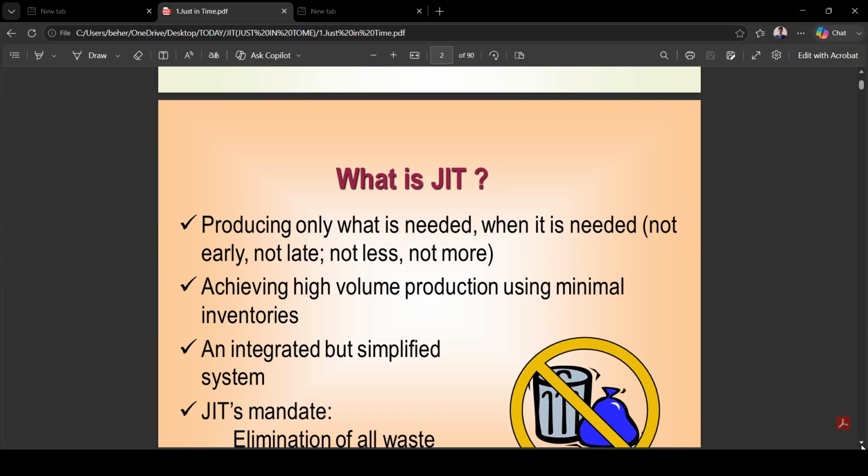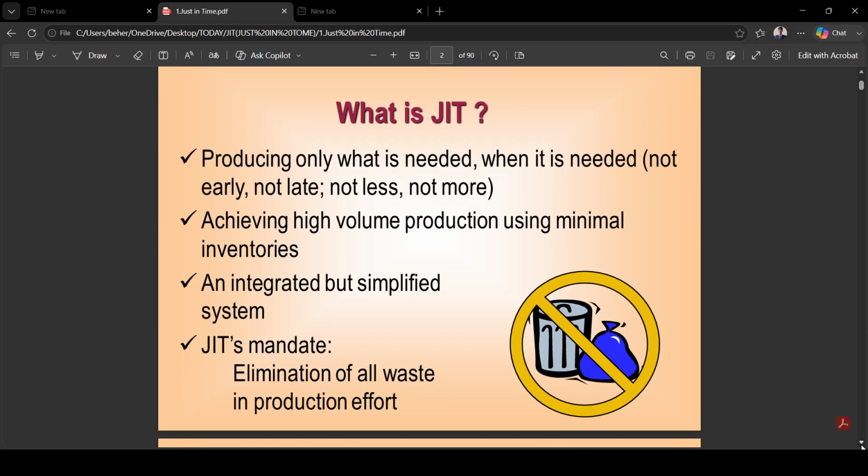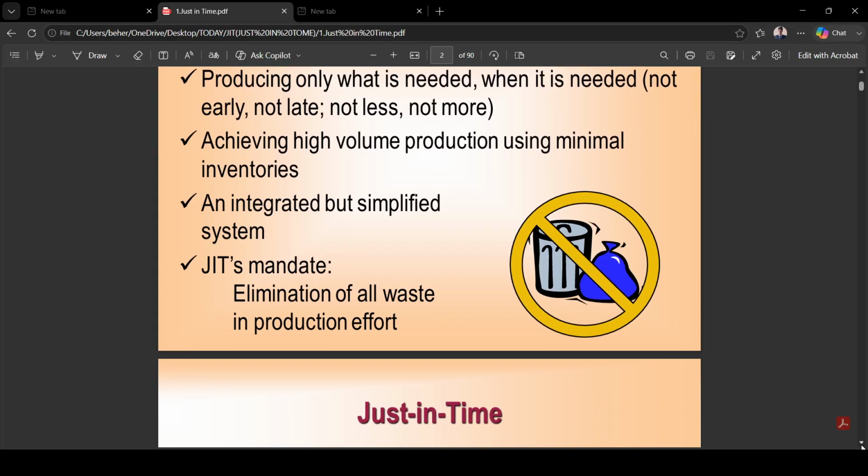So what is JIT? It is producing only what is needed when it is needed: not early, not late, not less, not more. That is called JIT. Achieving high value production using minimal inventories. An integrated but simplified system. JIT mandates elimination of all waste in production effort.